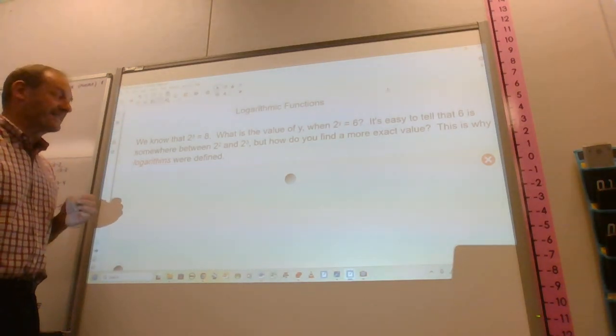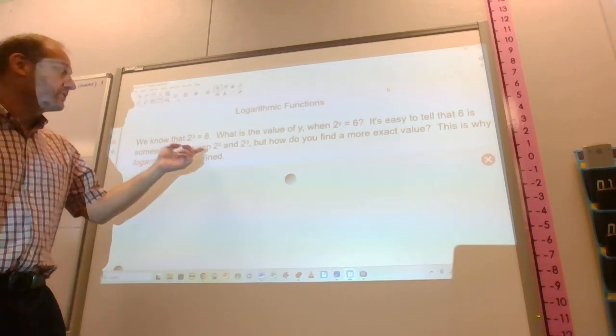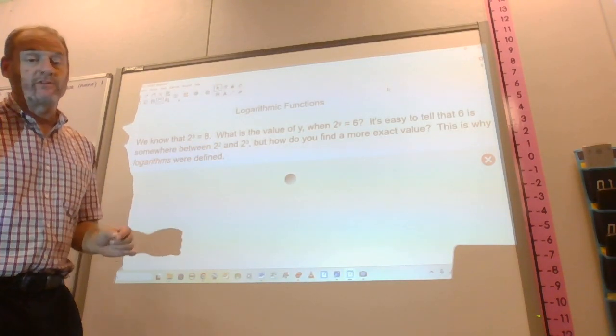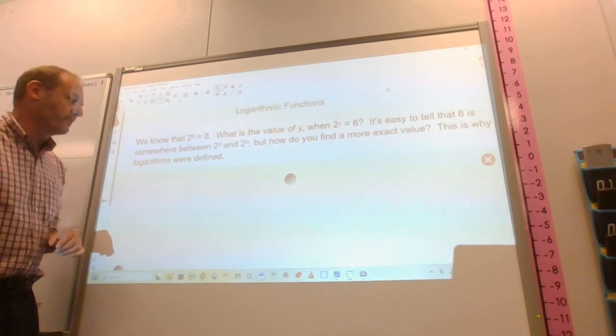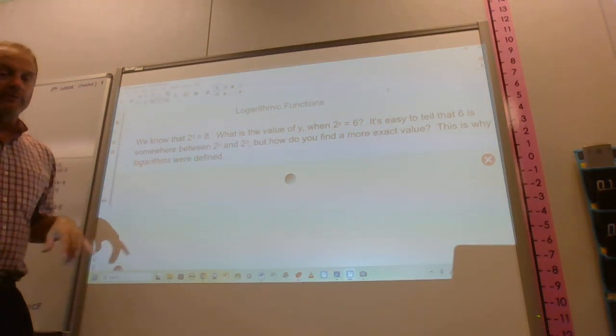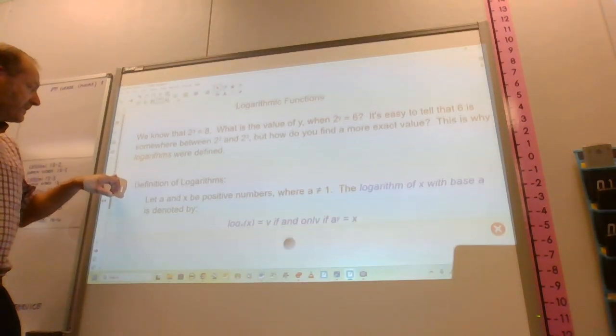Now, we do know that 6 is somewhere between 2 to the second power and 2 to the third power, because 2 to the second power is 4, 2 to the third power is 8. Okay? But how do we find an exact value? This was why logarithms were defined. Okay? So what's a logarithm?